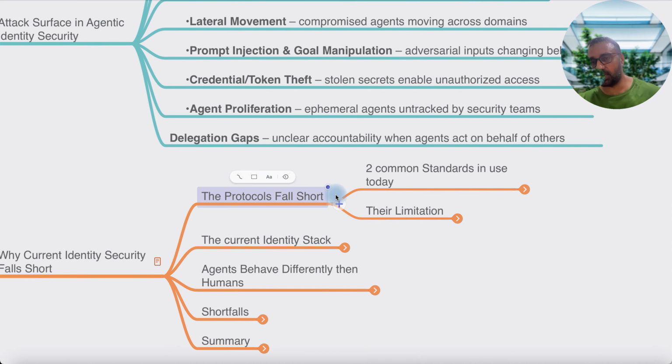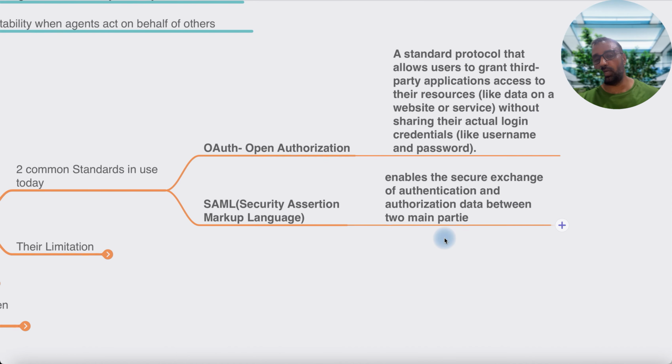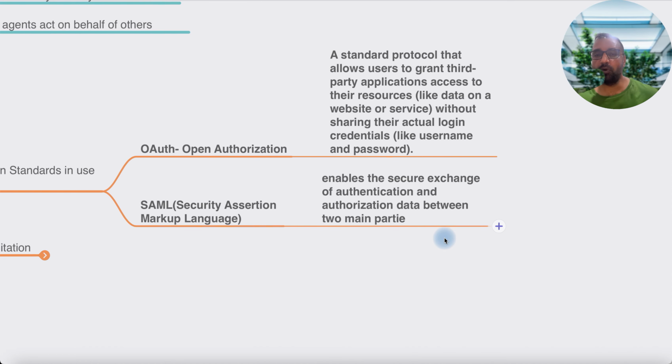Okay, the first one is, let's go back into basics, which is protocol. So today the most common protocols used are OAuth and SAML. OAuth stands for Open Authorization. It's a standard protocol that allows users to grant third-party applications access to their resources like data or a website or a service, so the user doesn't have to share actual login credentials with the target app. The protocol takes care of it. The second one is SAML, which is about secure exchange of authentication and authorization data between two main parties, identity providers and service providers. So these two protocols are very common.